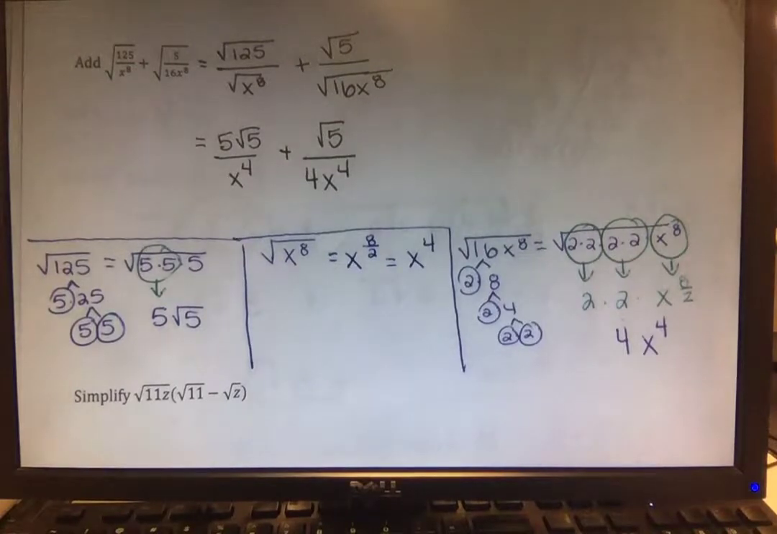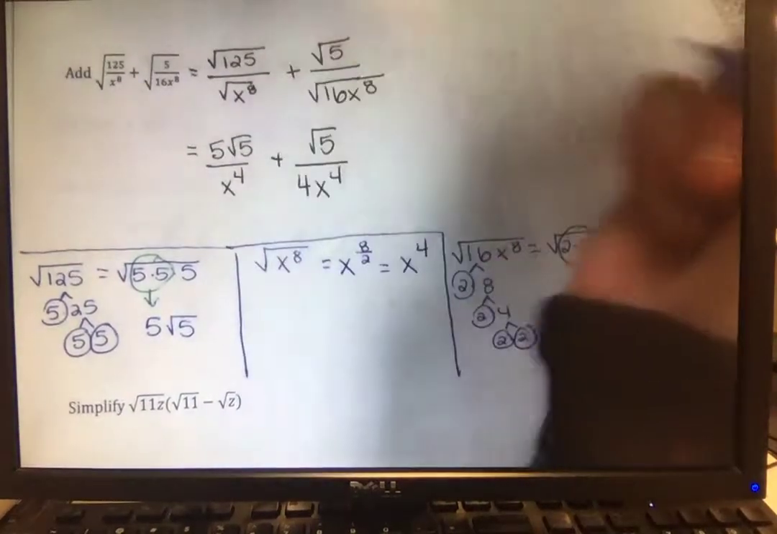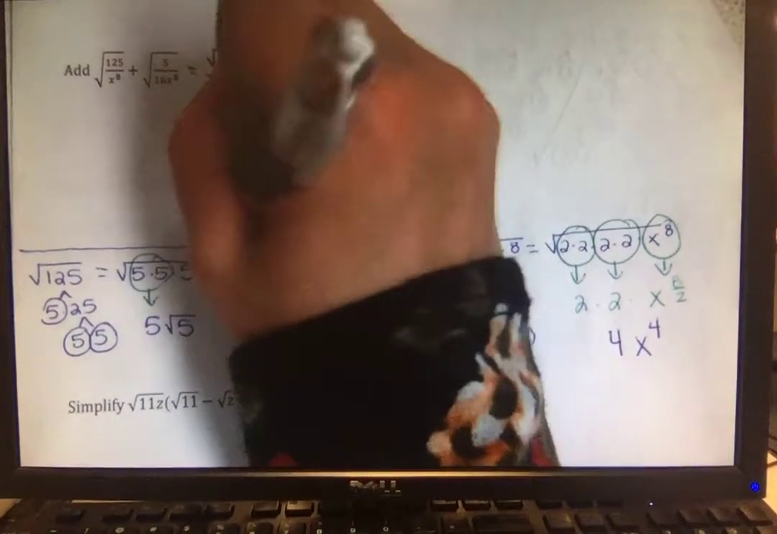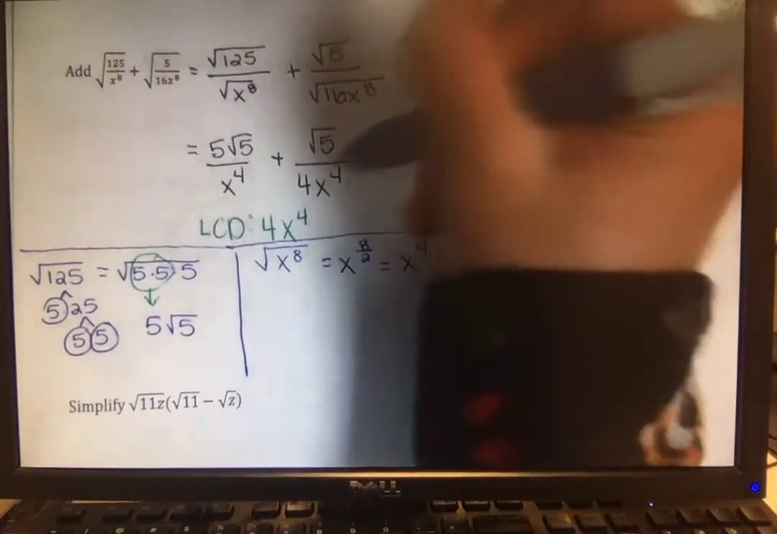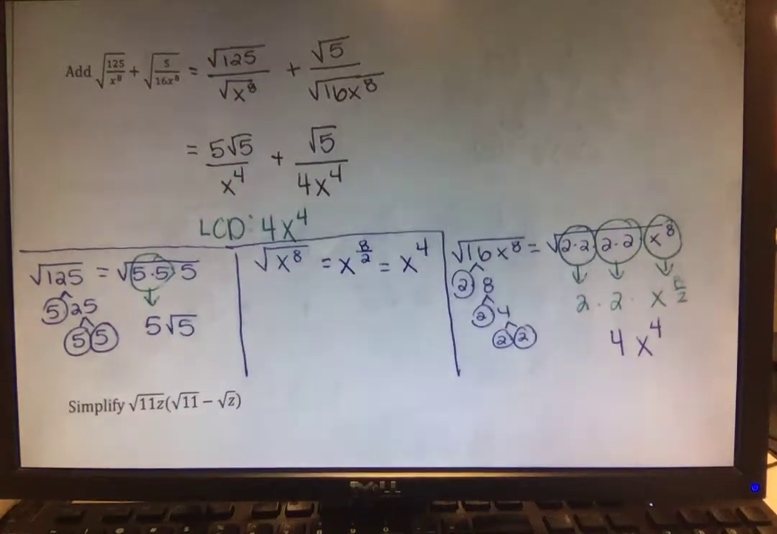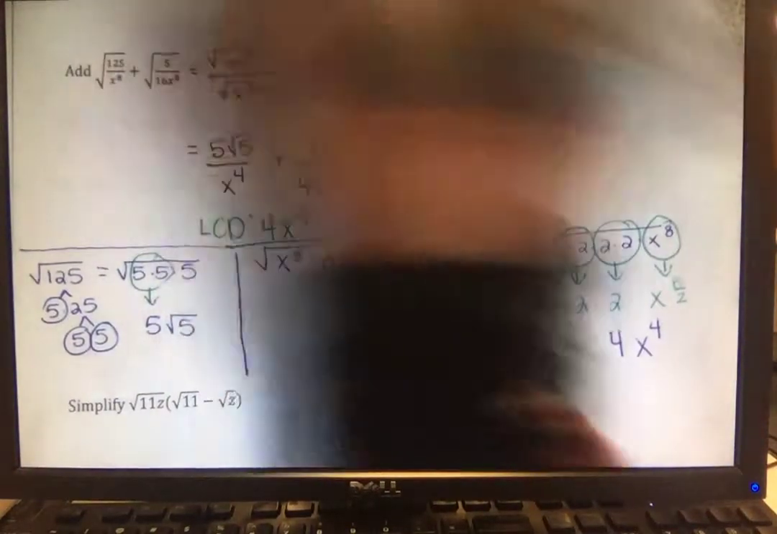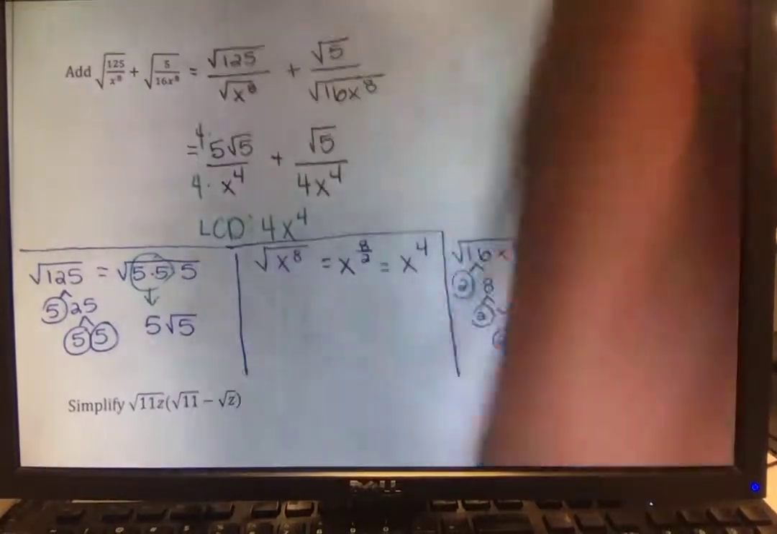So now we have to add these two fractions. These are not like terms because they do not have the same denominator. So that means we have to get an LCD, a least common denominator, to add these two fractions. So our LCD needs to be 4x to the 4th. The second fraction already is 4x to the 4th in the denominator, so it's good to go. The first fraction has x to the 4th, but it's missing that 4. So to include it, we're going to multiply the top and the bottom by 4.